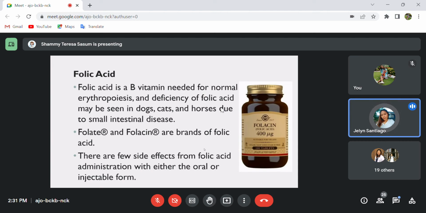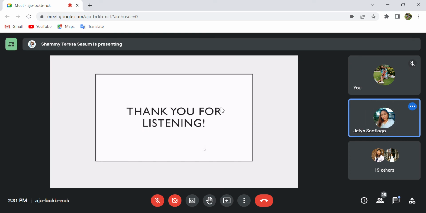Yung mga few side effects from folic acid is yung administration with either the oral or injectable forms kasi nagkakaroon ng hypersensitivity reaction or yung allergic reaction or gastrointestinal upset. Yun lang po yung report namin. Thank you po.